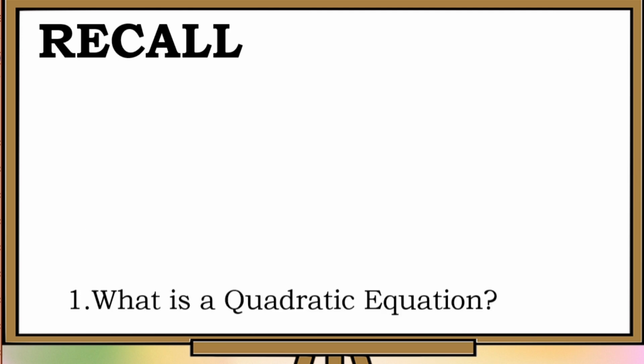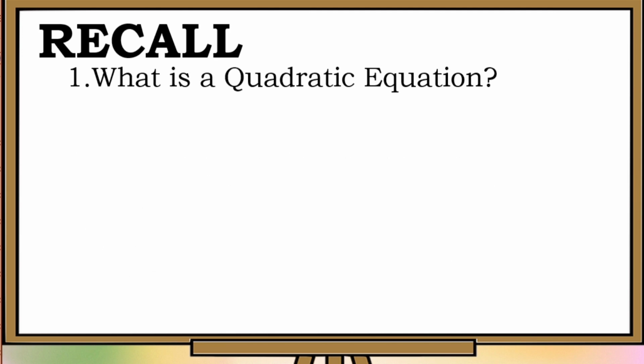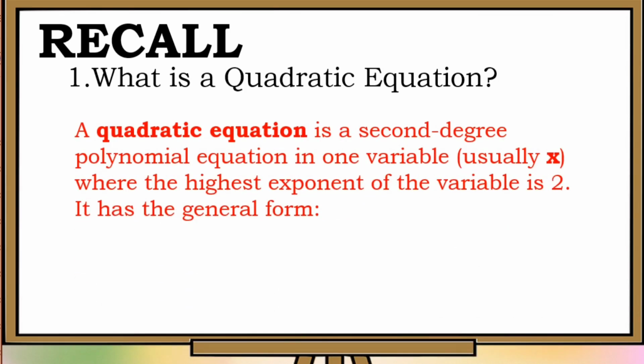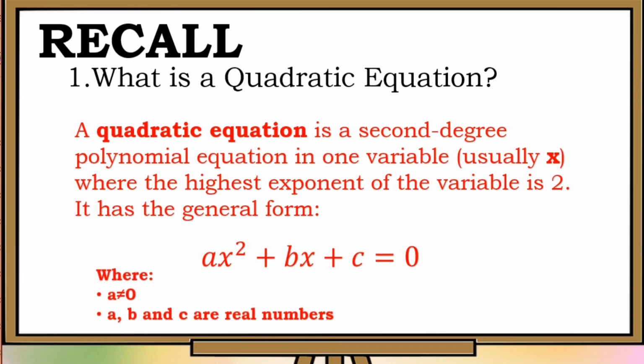Let us recall what a quadratic equation is. A quadratic equation is a second-degree polynomial equation in one variable where the highest exponent of the variable is 2. It has a general form ax squared plus bx plus c equals 0, where a is not equal to 0. a, b, and c are real numbers.